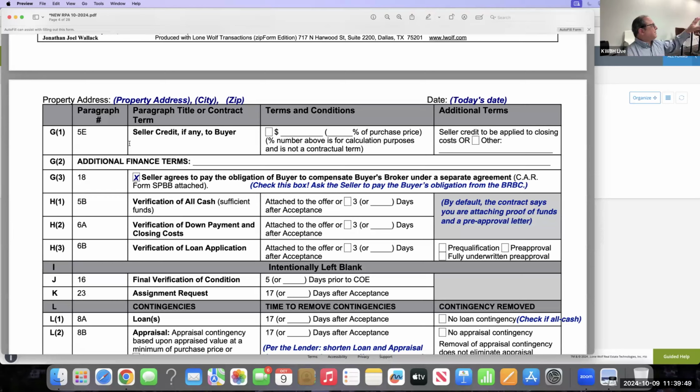Idar, you have another question or no? No, I got it now. Okay, yes, use the modification of terms to go down, but not up. If you're gonna go up, send a brand new BRBC. And not just for the specific property, for all property. Right? Okay.